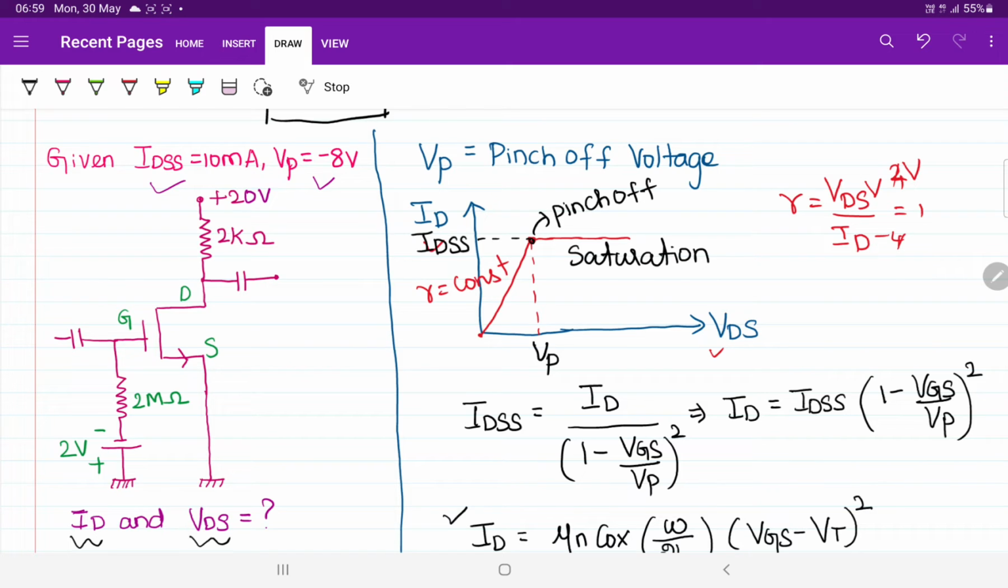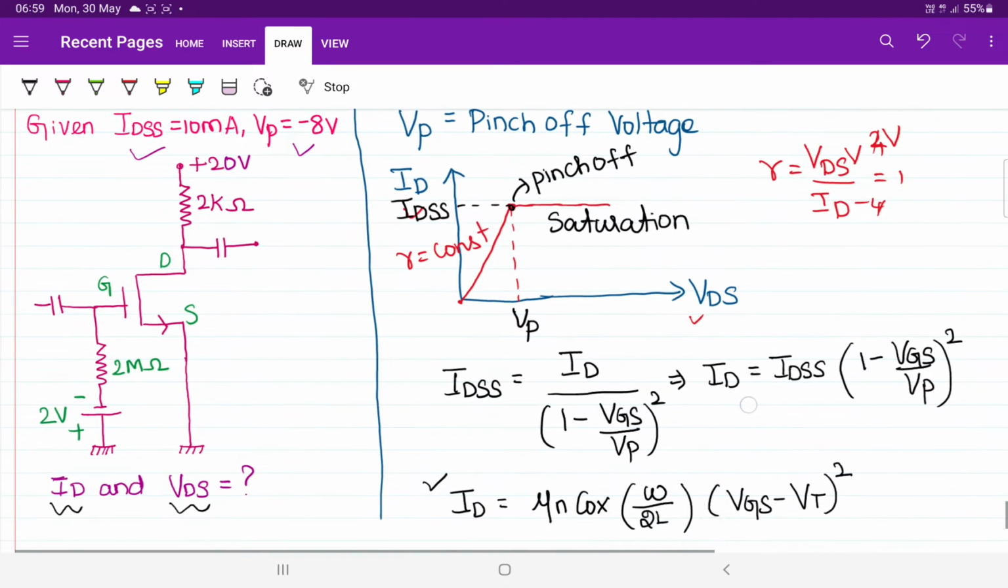Whereas threshold voltage means it is the point where your MOSFET is about to enter into linear region. It is going to be turned on. So that is the difference between threshold and pinch off voltage. I hope you all understood what I have delivered.